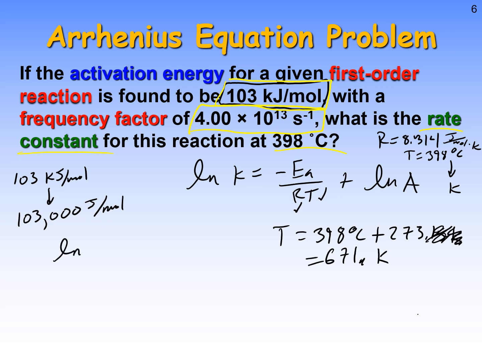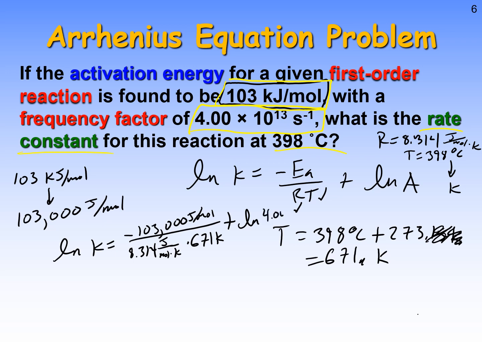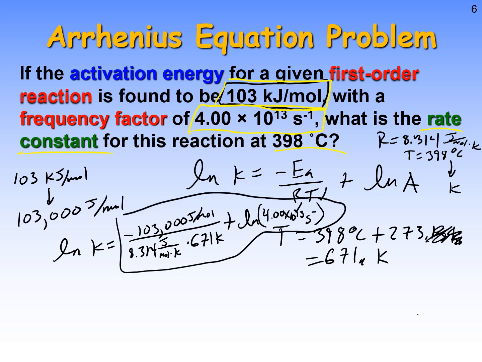So next we just can plug in, right? ln of k is going to be equal to negative 103,000 joules per mole, all over 8.314 joules over mole Kelvin times T, which is 671 Kelvin, plus ln of our A value, 4.00 times 10 to the 13 inverse seconds. And so that's my whole deal here. I can solve for this whole deal here and get a value. And what I get is that natural log of k is equal to 12.86.